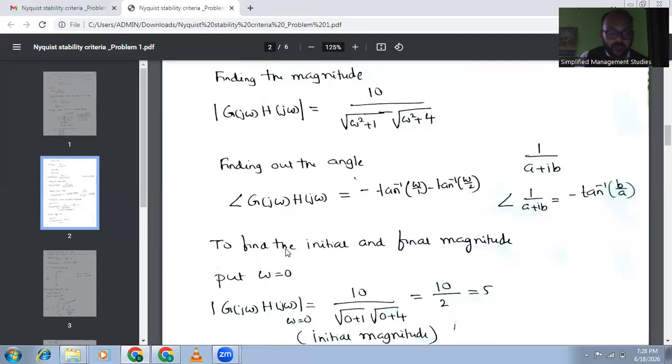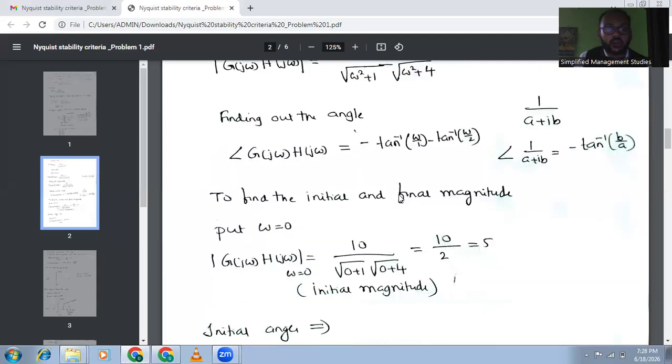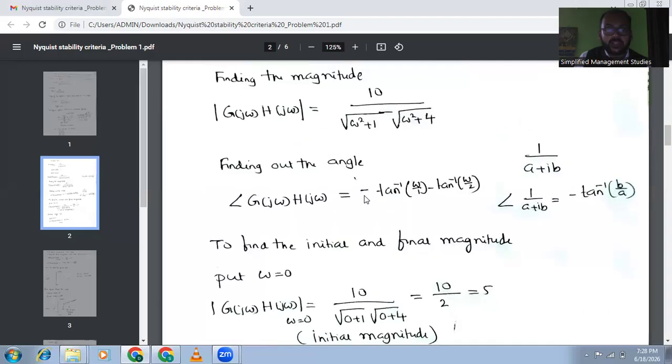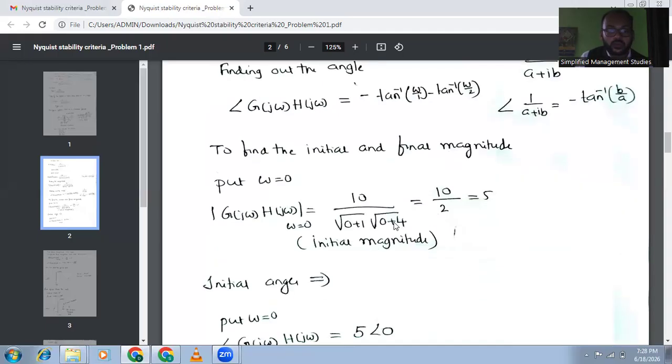Let us calculate for omega equal to 0. Find the magnitude: substitute omega equal to 0 wherever omega appears. 10 divided by the square root of (0 square plus 1) into (0 square plus 4). So what is the answer? 10 divided by the square root of 1, that becomes 1, and the square root of 4 is 2. 10 by 2 is equal to 5. It is the initial magnitude.